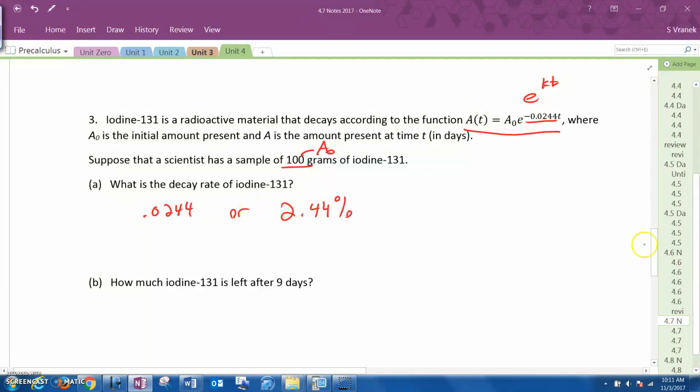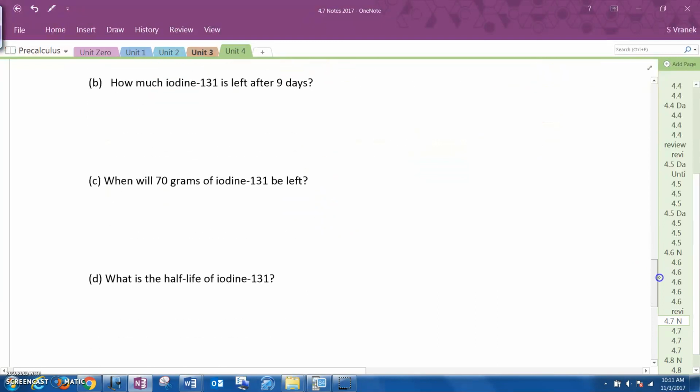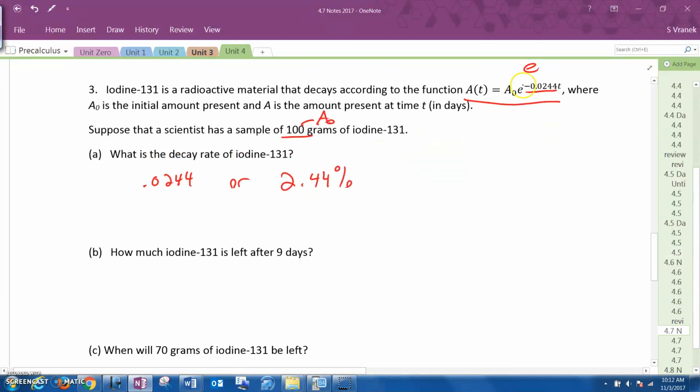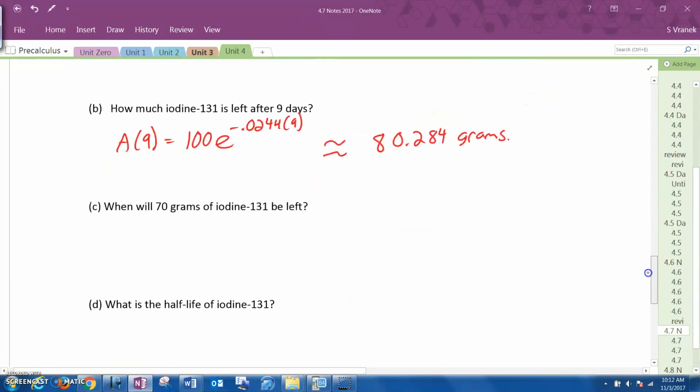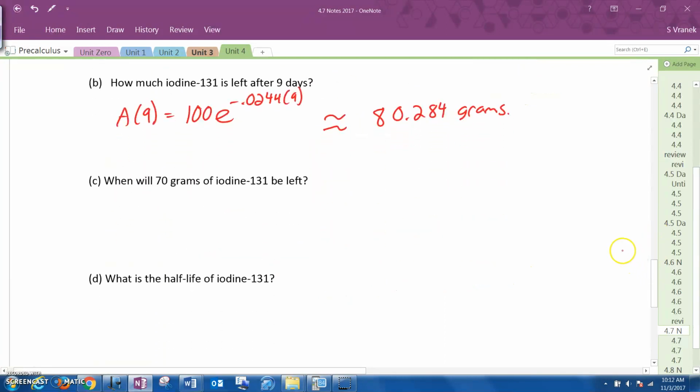Okay. Then it says how much is left after 9 days. Well, we're actually given a t value, so we can just plug in. At 9, we're starting with 100, we have e to the negative 0.0244 times 9. And when you type that into the calculator, you get about 80.284 grams. Okay. Now, these two problems you can do with the calculator.